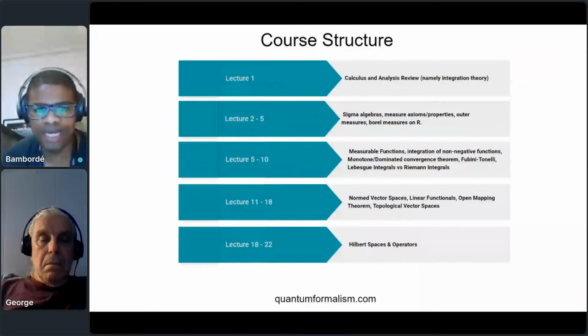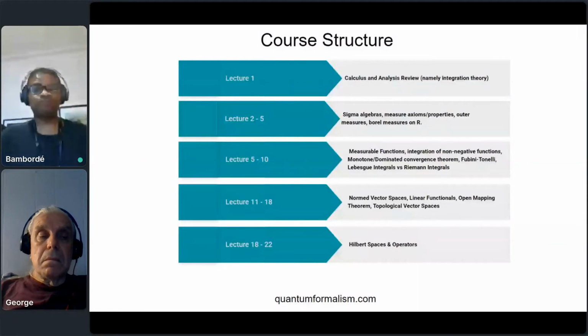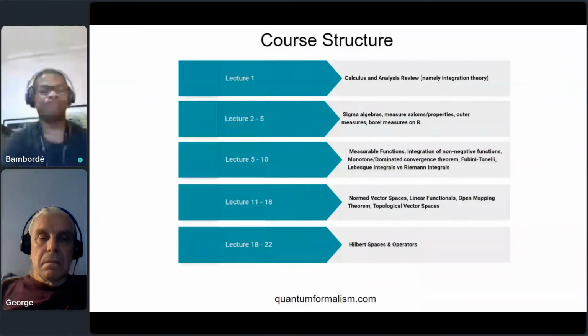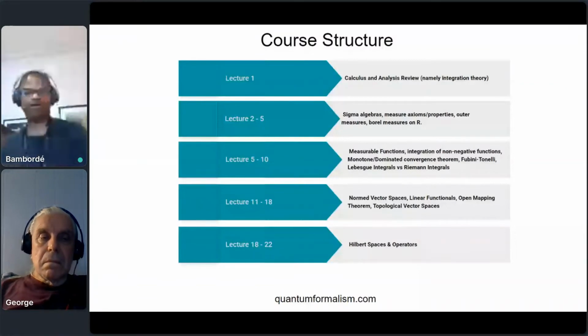And then lectures 2 to 5 will cover the notion of sigma algebras. This is where those of you who have taken topology will find it very useful to review the axioms of topology, because the axioms of a sigma algebra will be very, very close to topology. In fact, one very often constructs a sigma algebra by using an existing topological space.